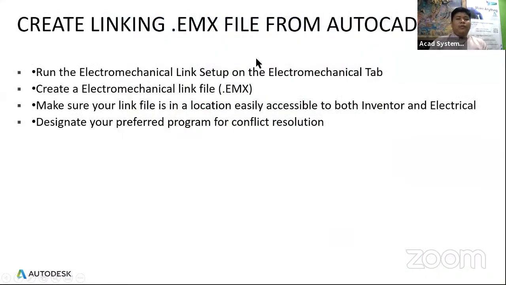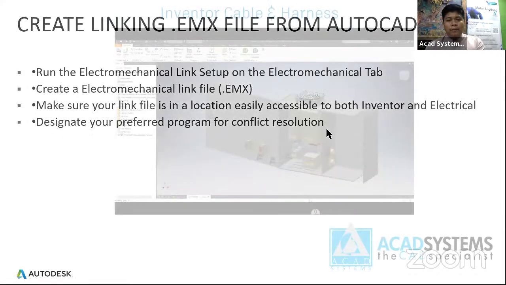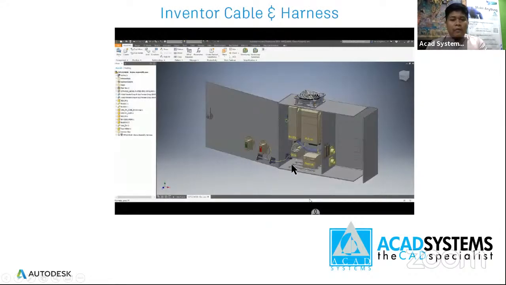After you're done with AutoCAD Electrical, the file will be exported to Inventor. The file will be either XML or EMX, an electromechanical link file. Either of these two. I believe these two software will make your job easier compared to needing to do the sweep for each wire manually.